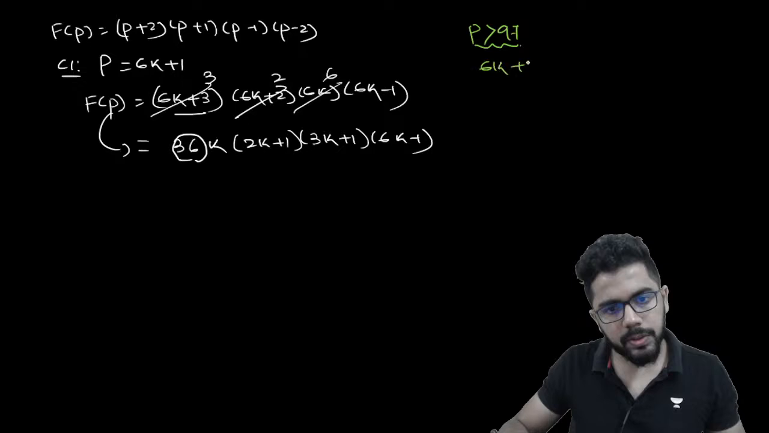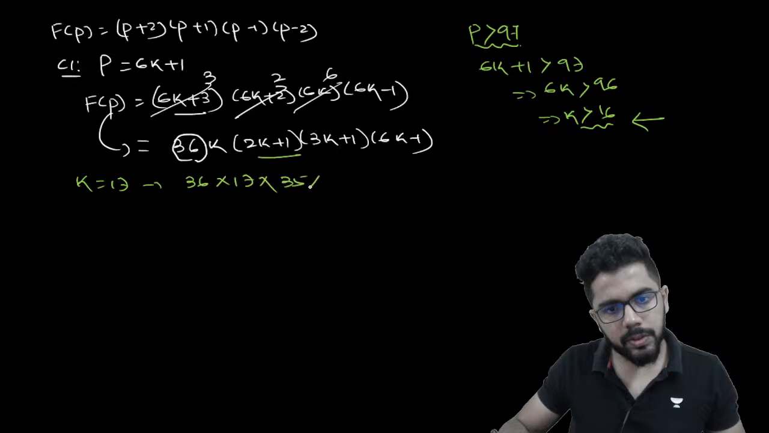So 6k plus 1 is greater than 97, that means 6k is greater than 96, and k should be greater than 16. So let's take k as 17, then I get 36 into 17 into 35 into 52 into 101. Here 35 and 52 give a 10, so I can say it is divisible by 360.